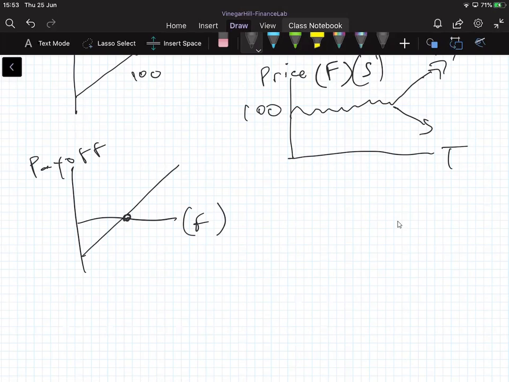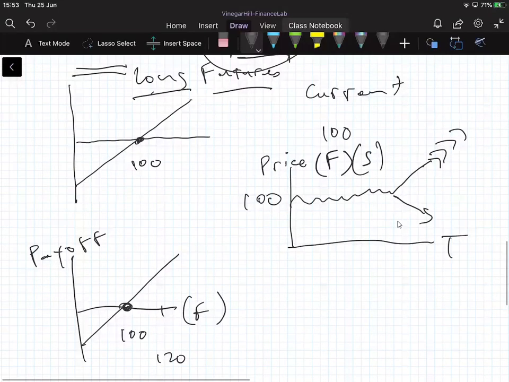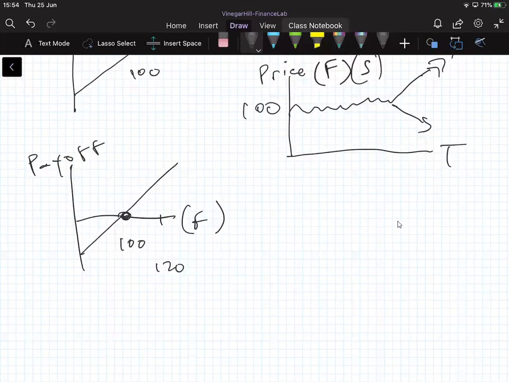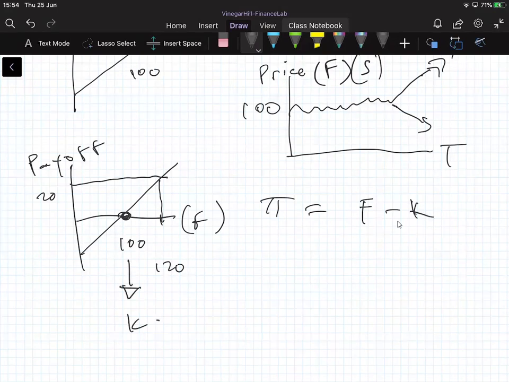If the price goes up, if we agree to buy today at 100 with delivery in 1 year's time, and the price, let's say, turns out to go up in July 2021 to 120, then the futures contract saves us 20. The payoff here is represented this way. The profit from a long futures position is equal to F minus K, where K is the delivery price, and that was set in the original contract.